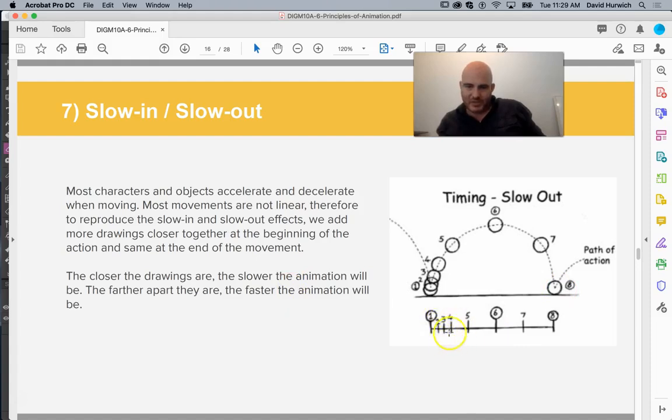This down here is what we call a timing chart. These are the frame numbers, and these show how close together the drawings are. You can see that at the beginning, the first couple frames are really close to each other, and then they start to space out, meaning that they're speeding up.